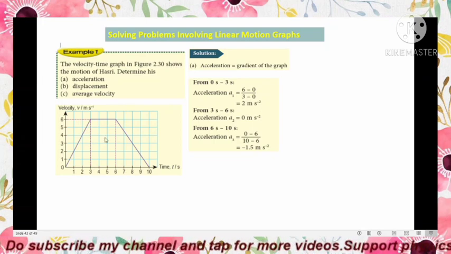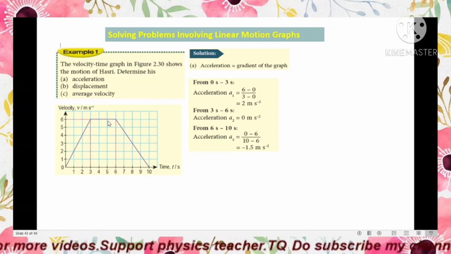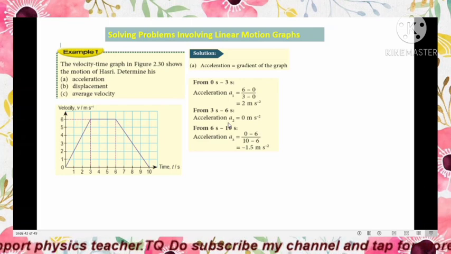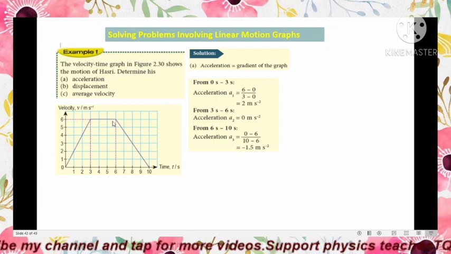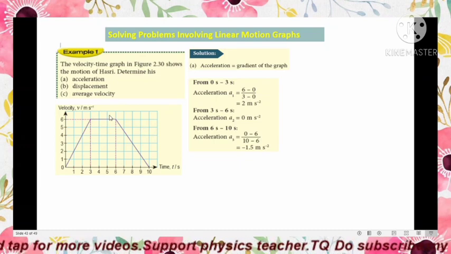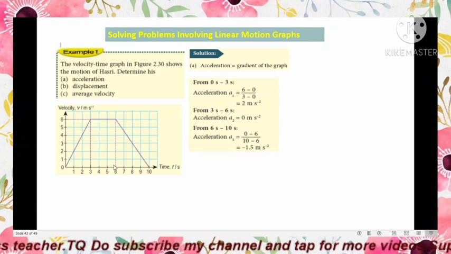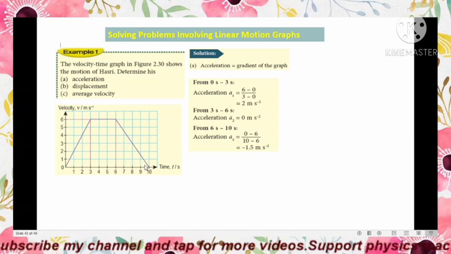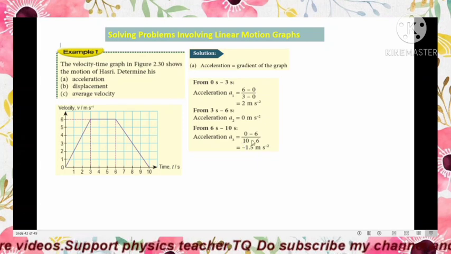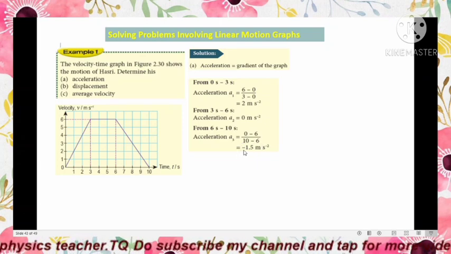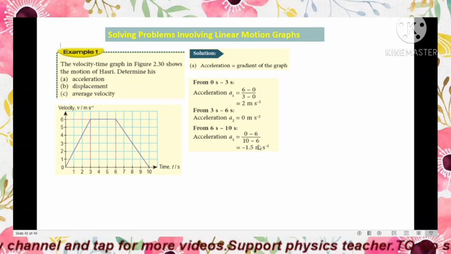From 3 to 6 seconds, this is constant velocity. So with constant velocity, you can automatically write down acceleration equals 0 meter second to the power negative 2. As you can see here, the gradient equals 0. Then for this part, you calculate the gradient. This is a negative gradient from 6 to 10 seconds. So acceleration equals 0 minus 6 divided by 10 minus 6, which equals negative 1.5 meter second to the power negative 2.